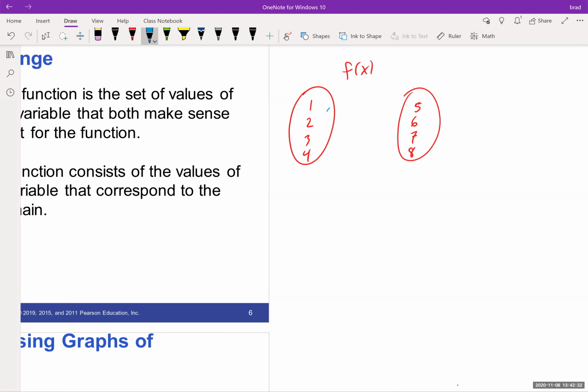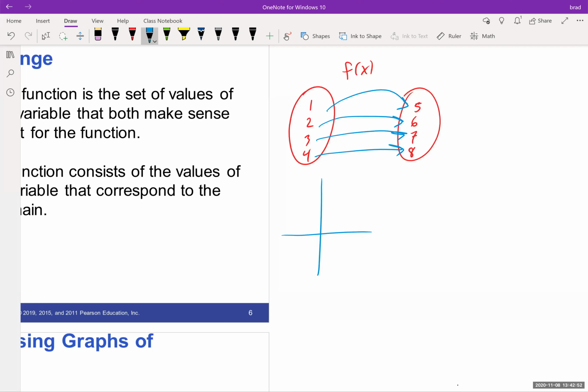So what I'm going to do is I'm going to map 1 to 5, 2 to 6, 3 to 7, and 4 to 8. So what this is telling me is that this is in fact a function. And once again, I don't know if you guys remember all of this from algebra. But if something is a function, it would pass the vertical line test, right?